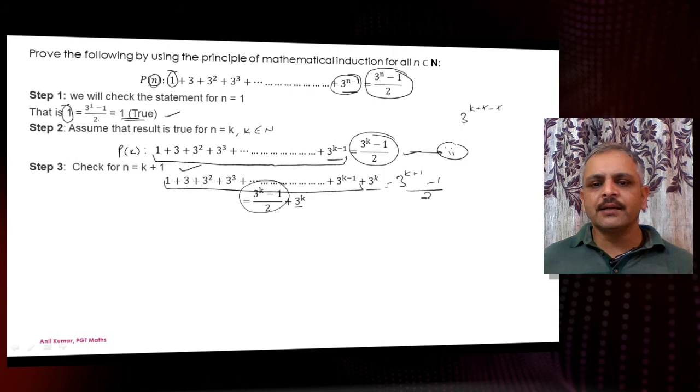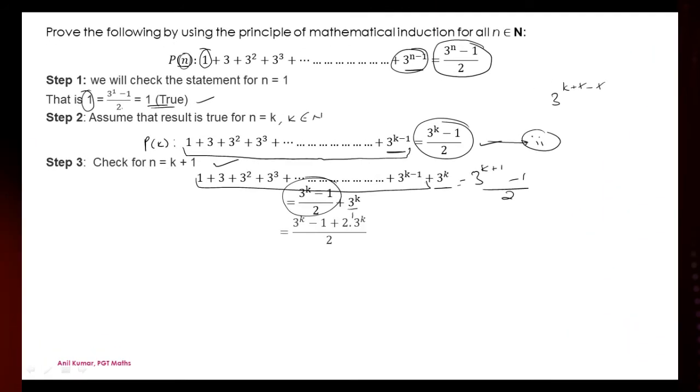Now let's take the LCM of both the terms and solve it. LCM will be 2. It will become 3 raised to power k minus 1 plus 2 into 3 raised to power k. And from the first and this last term, if I take 3 raised to power k common, here it will be 1, here it will be 2, and this minus 1 I wrote in the last. So 2 plus 1 will become 3. So 3 raised to power k into 3 minus 1, by 2.